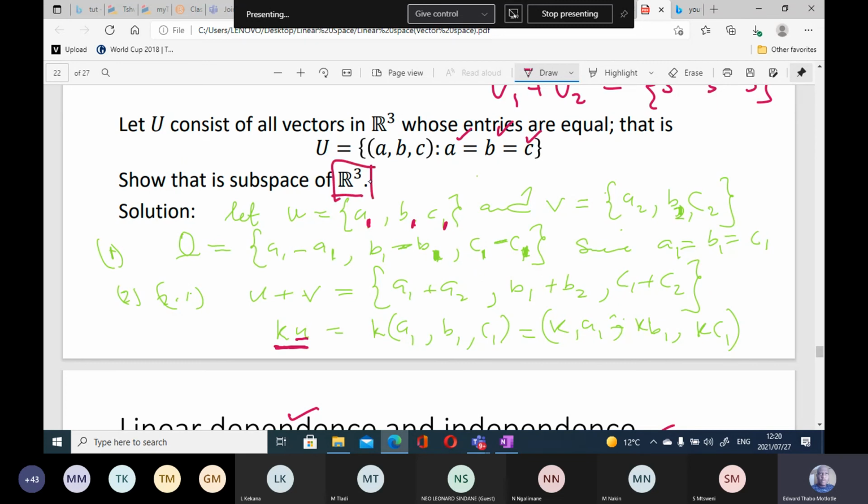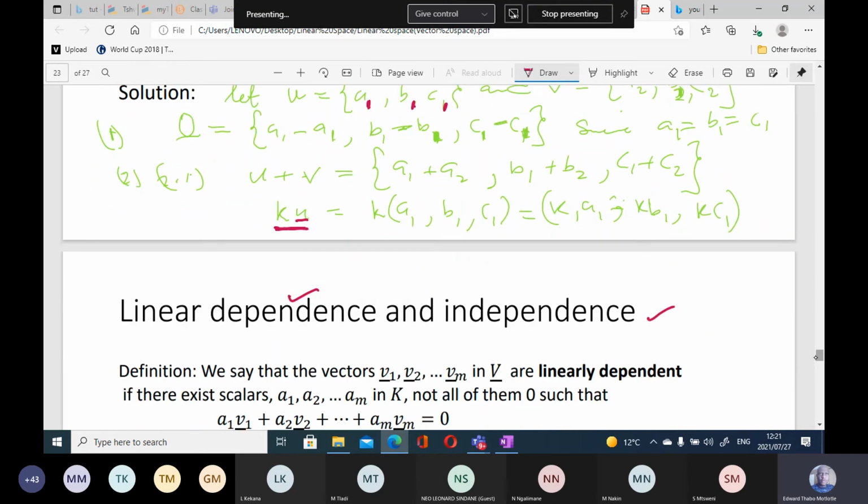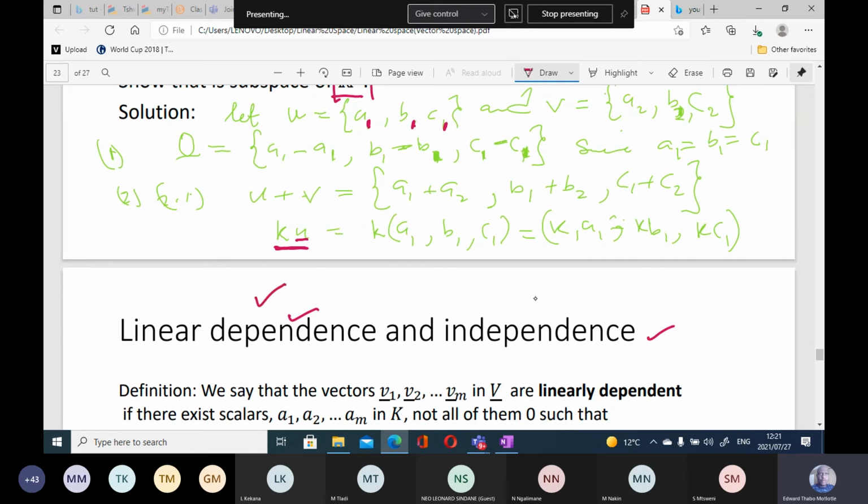And R3 is what? It is given as a vector space. So we have actually proven that the subset U that we are given is actually a subspace of R3. Then you're done. Okay, then there was a question that you asked earlier, linear independency and linear dependency.